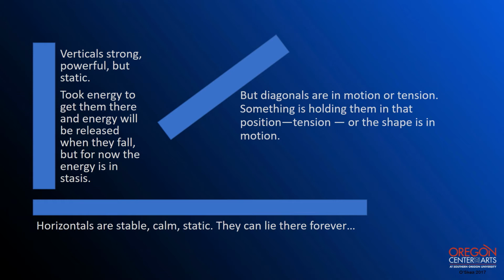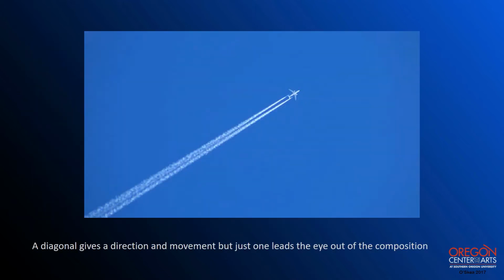Somebody has thrown that board and it's spinning through the air, and we're catching it in a moment of motion. So diagonals implicitly imply tension or motion. A diagonal line can give us a direction of movement, but just one is going to take us out of the composition. We're just going to follow this contrail up to the plane. Oh, look, nice plane. And then we're just going to keep on going to the upper right corner and done.